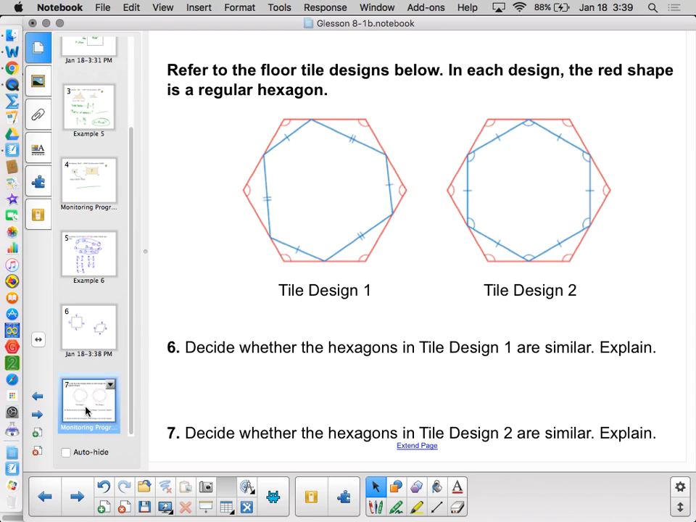Are the hexagons in tile design 1 similar? Are the hexagons in tile design 2 similar? In tile design 1, it's clear that all the angles are congruent in the red hexagon. Clearly, the angles are not indicated as all congruent in the blue one. All the sides are congruent in the red hexagon. Not all the sides are congruent in the blue one, so these are not similar.